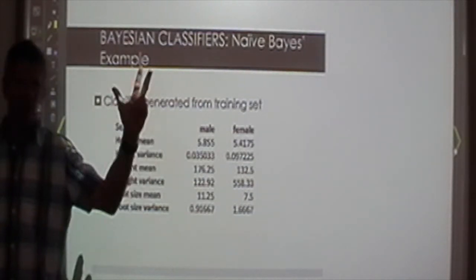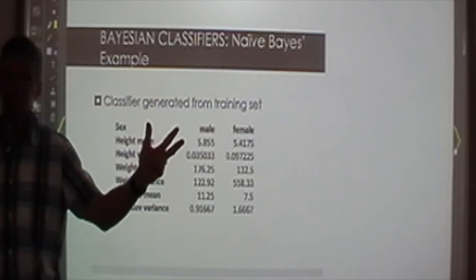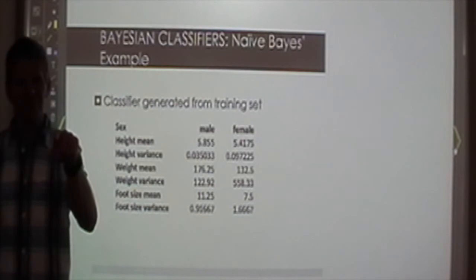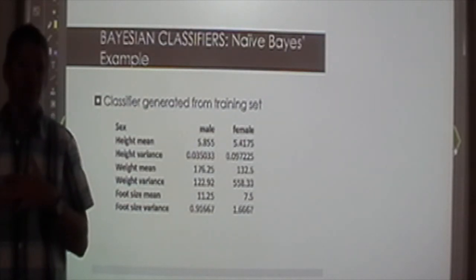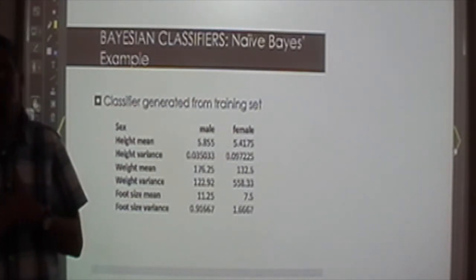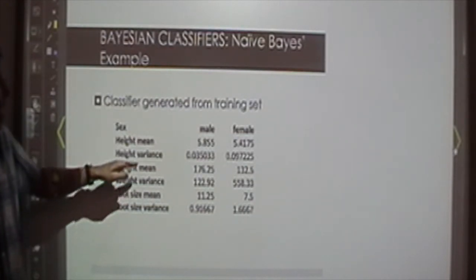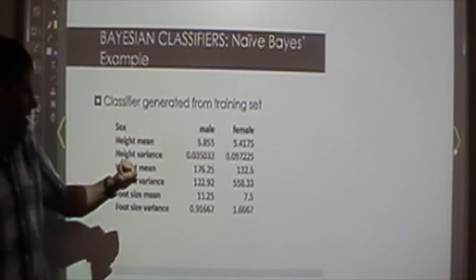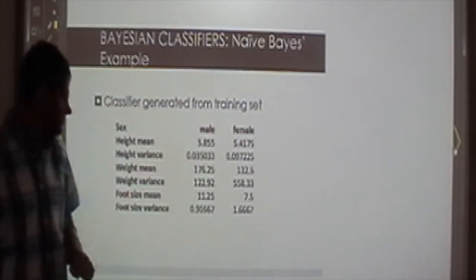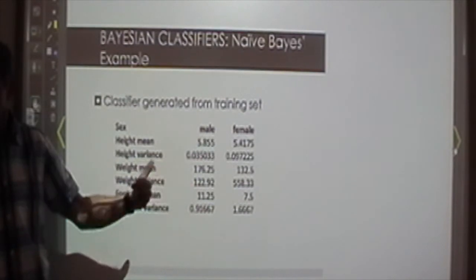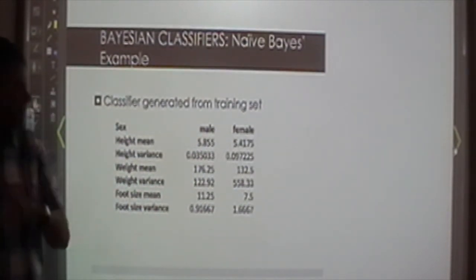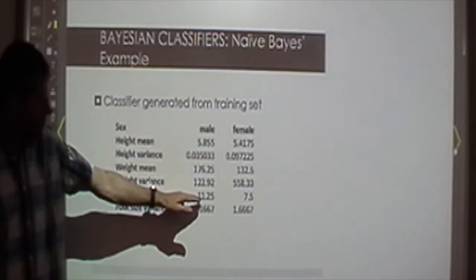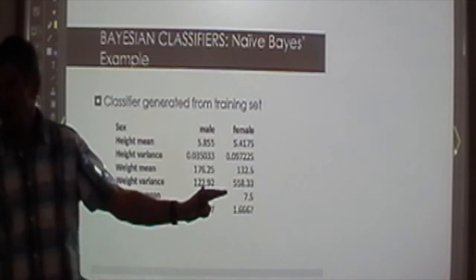Height variance. Everyone familiar with variance? Standard deviation? So you've seen standard deviation and how to calculate it? Excel will calculate it too, but the variance is the square of the standard deviation, and these are sample variances because we have a sample of size 8. So we have a variance of the height for male and female. We've got the mean for the weight of male and female. So our features are height, weight, and foot size. We've got the variance for the weight. We've got the foot size in inches for male and female, along with the variances.